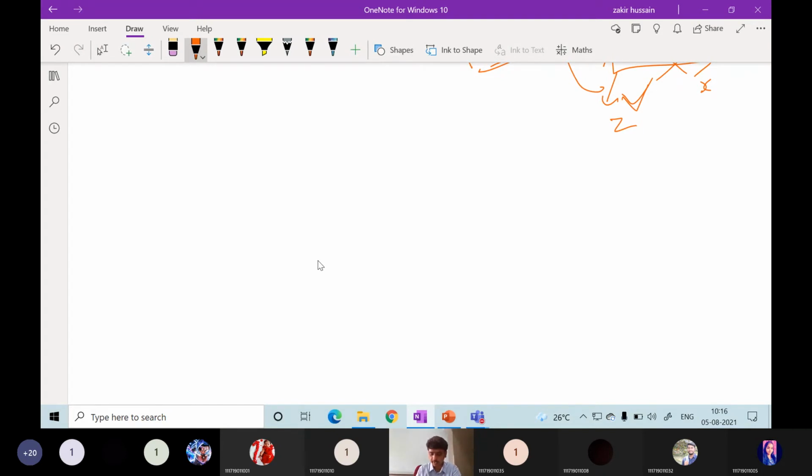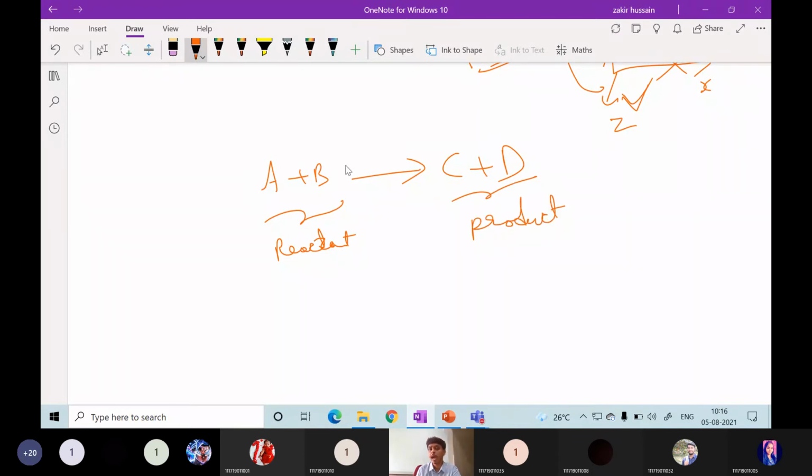What is a catalyst? For example, if there is a reaction A plus B gives rise to C plus D, these two are the reactants and these two are the products. For this reaction to happen spontaneously.